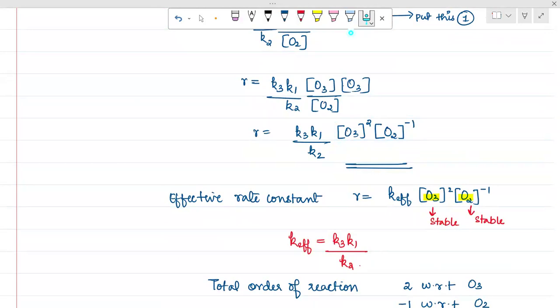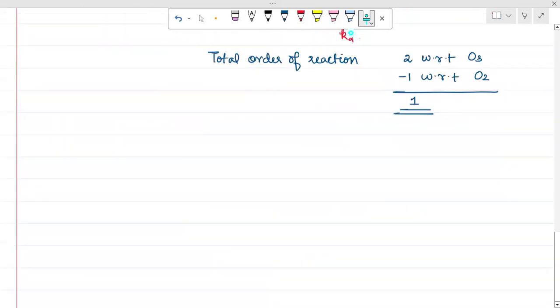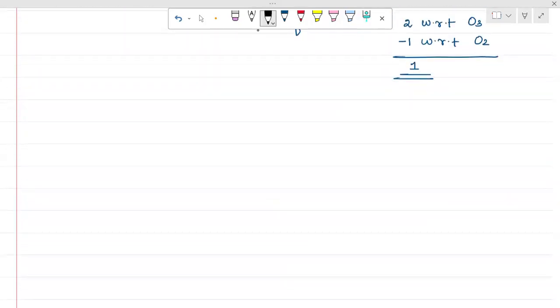Okay. Next one. Next method is something called steady state approximation.